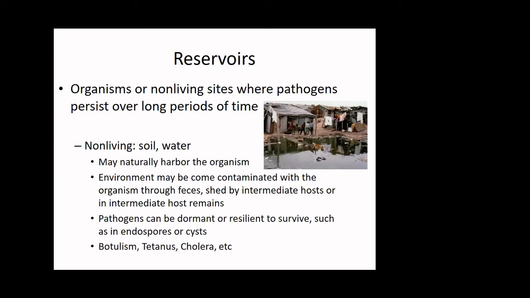The environment could become contaminated with disease organisms through feces shed by hosts, or improperly treated wastewater, which is a big reason for fecal contamination in water. Even the remains of a deceased host can be reservoirs for disease. Sometimes pathogens can go into a dormant stage to survive, like endospores or protozoan cysts, if they are in a reservoir and not in a host. Some great examples are botulism, tetanus, and cholera.